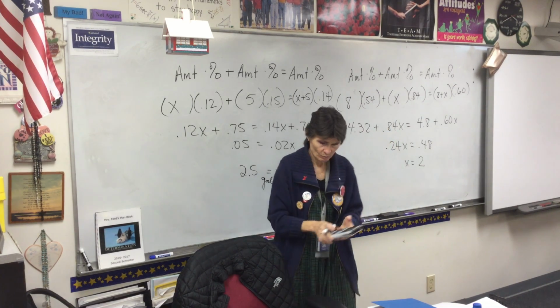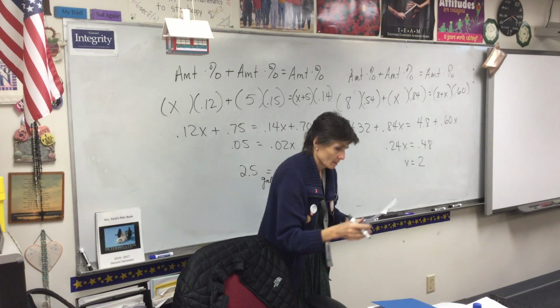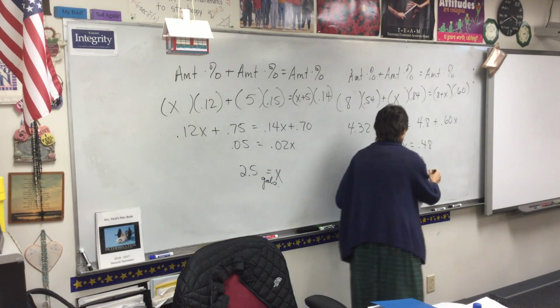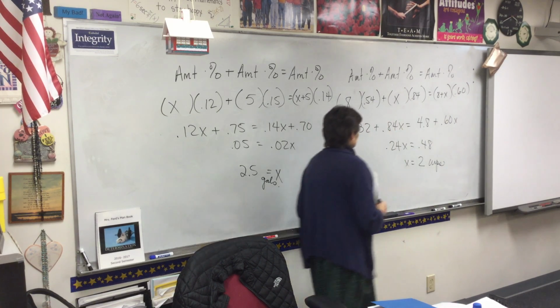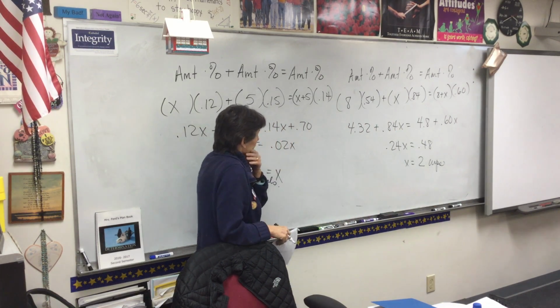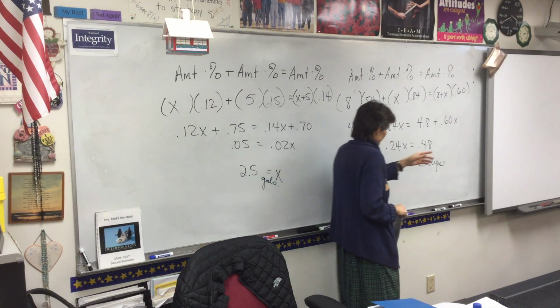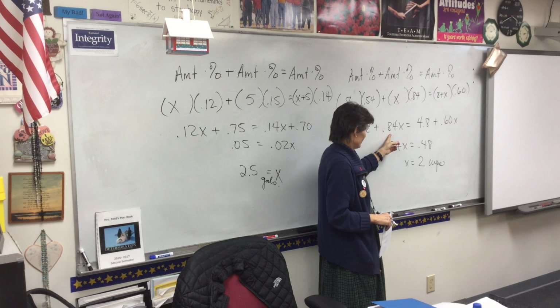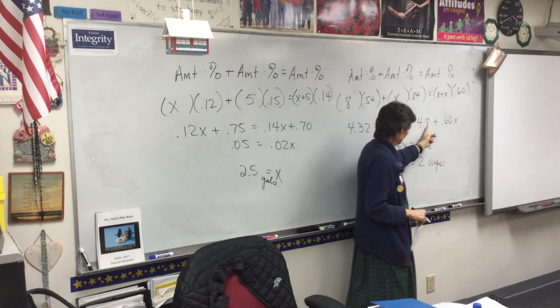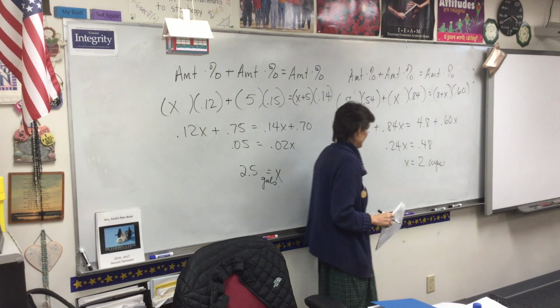I got 2, is that right? 2 cups. I'm just doing regular algebra 1, subtracting 0.6x, subtracting 4.32, and then dividing.